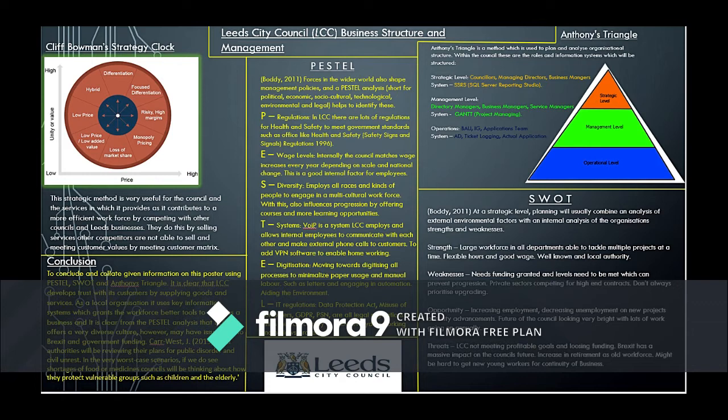And last and finally, we have the legal side. The IT regulations that Leeds City Council follows are the Data Protection Act, Misuse of Computers, GDPR and PSN, which are all the legal regulations Leeds City Council complies with to allow everyday working and ensure that no laws are broken.